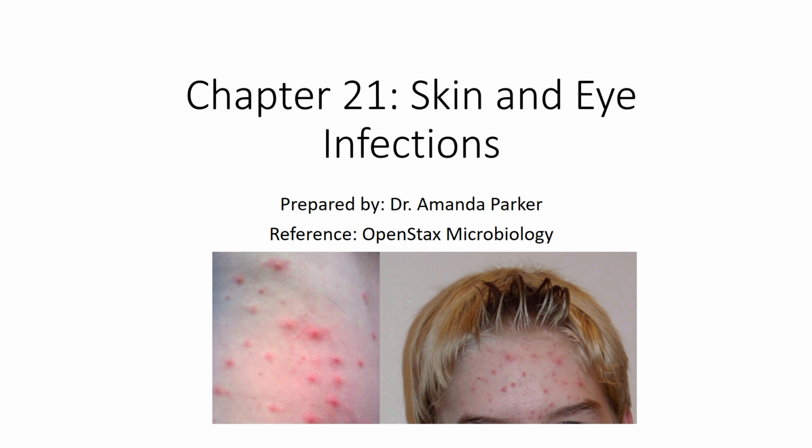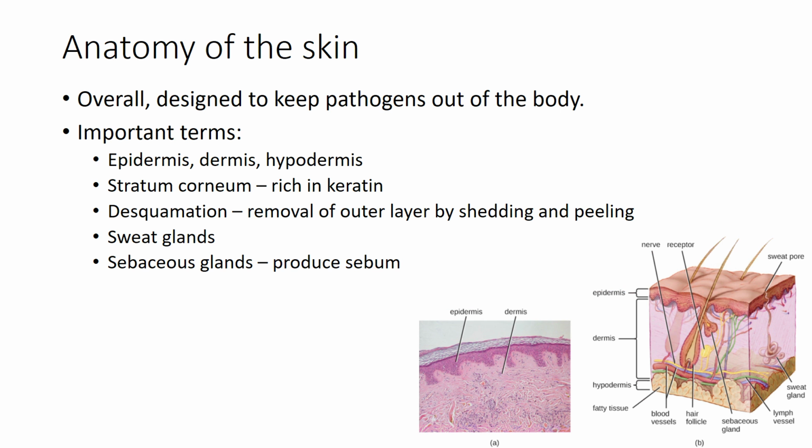All right, so if we're going to talk about the skin and the eyes, we need to look a little bit at the anatomy of these two regions. The skin is really designed to keep pathogens out. The skin has multiple layers. The outer layer of the epidermis is covered by a layer called the stratum corneum. It's very rich in keratin. It has little linking cells that really prevent anything from getting past that layer.